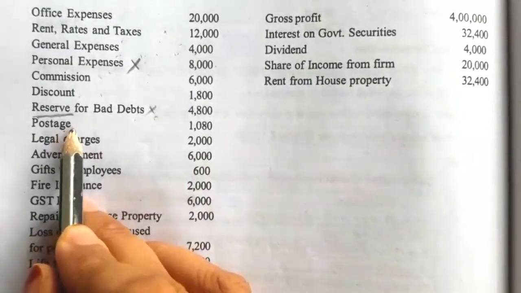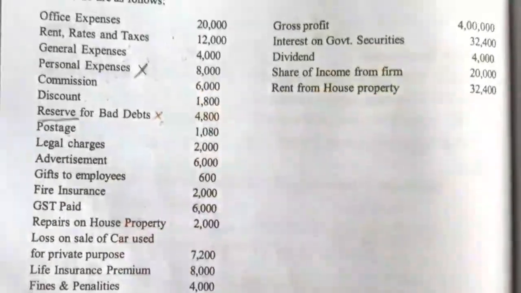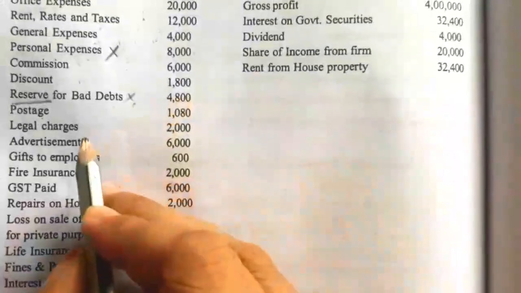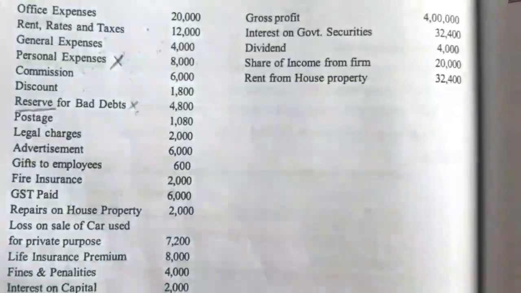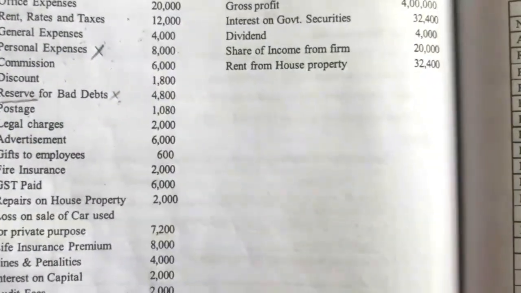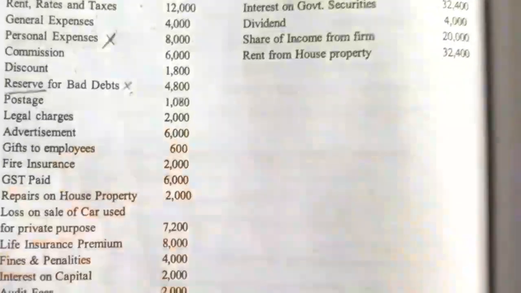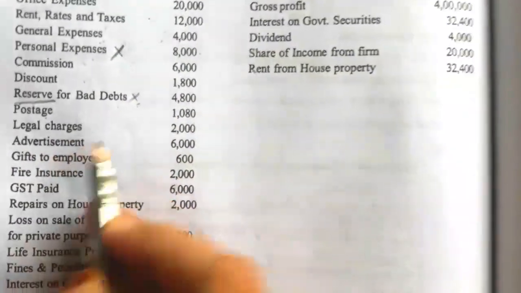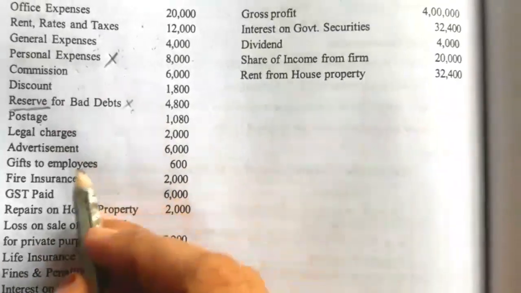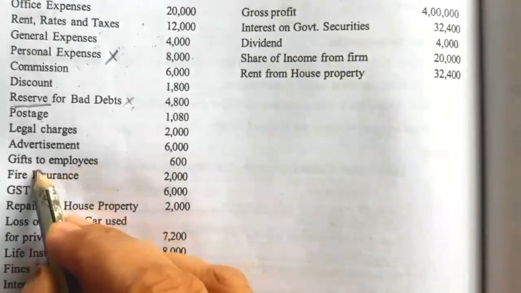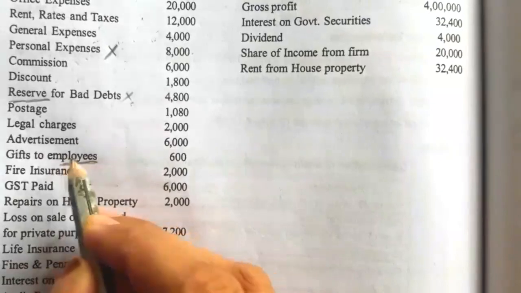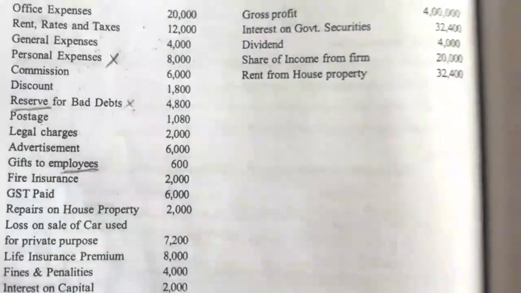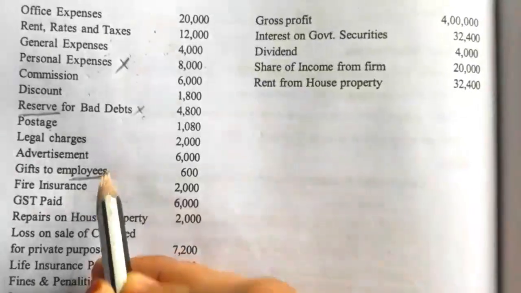Then postage expenses is a business related expense, allowed it is. Legal charges are actually allowed. If there is any disallowed expense included in this, then we have to disallow it. So assuming this legal charge is incurred for business. Advertisement expenses are also allowed to a business. Gift to employees, gifts given to employees are allowed. If gifts are given to relatives, they are disallowed, but gifts to employees are allowed.